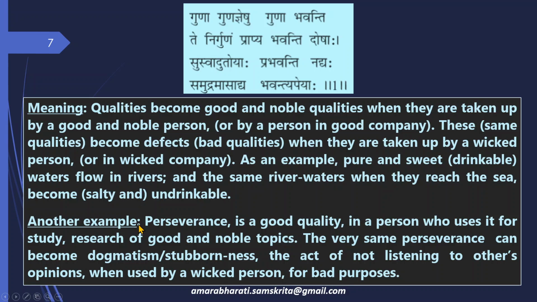Another example we can give here: perseverance is a good quality in a person who uses it for study, for research of good and noble topics. The very same perseverance can become dogmatism, stubbornness, or the act of not listening to others' opinions when they are used by a wicked person for bad purposes. So this is the meaning of this Subhashita. We go to the next Subhashita.